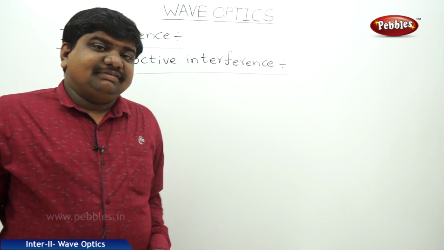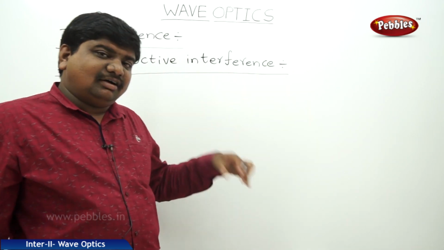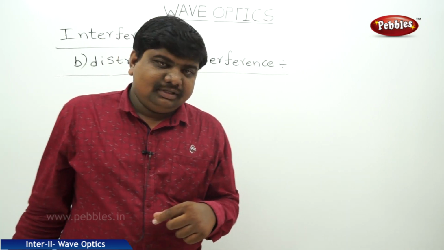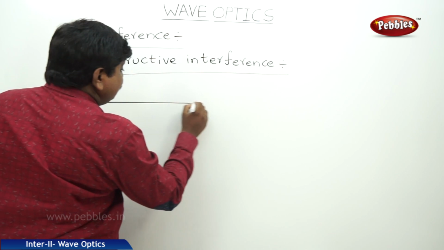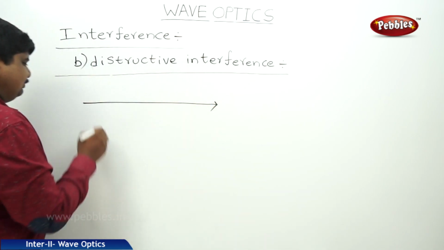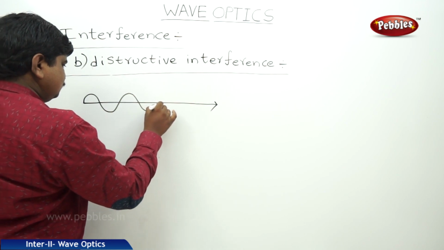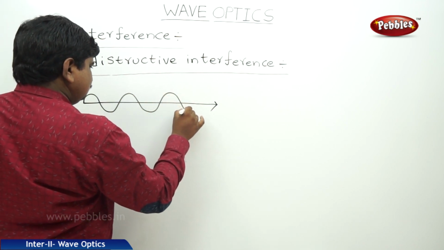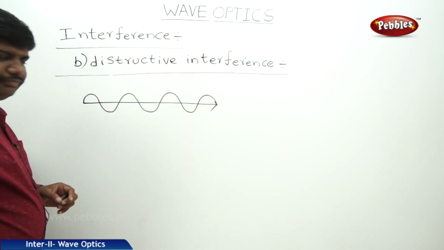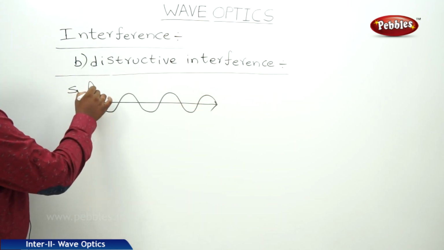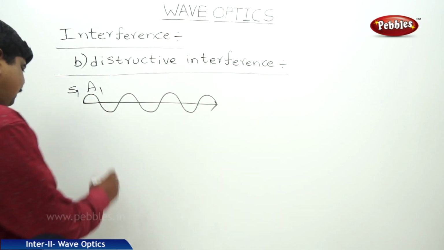So in constructive interference, the two waves are in the same phase. That's why the resultant wave has the sum of the amplitudes. But in case of destructive interference, the two waves are out of phase. Let us assume the two waves of 3.5 lambda. This is from source 1 of amplitude A1. Let us take another wave from source 2.